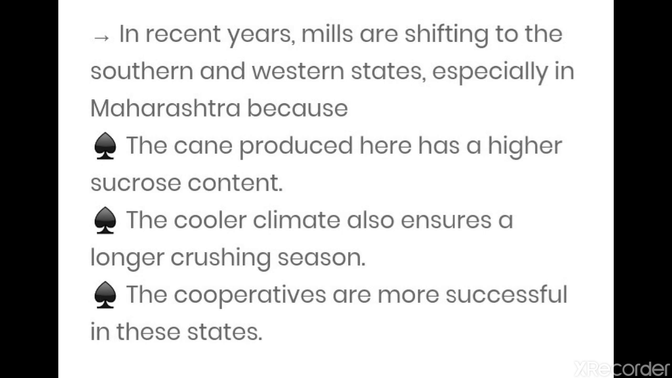The first point is that the cane produced here has a higher sucrose content. The sugar cane produced in Maharashtra has the highest sucrose content. The juice that can be obtained from the sugar cane is called the sucrose content. The sweetness is referred to as sucrose content. The sugar cane produced in Maharashtra is sweeter, having more juice than the sugar cane produced in any other parts of the country. That is the first reason.